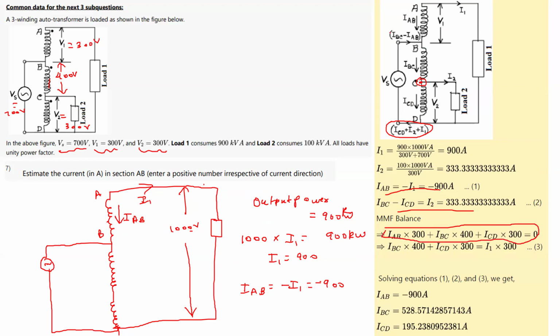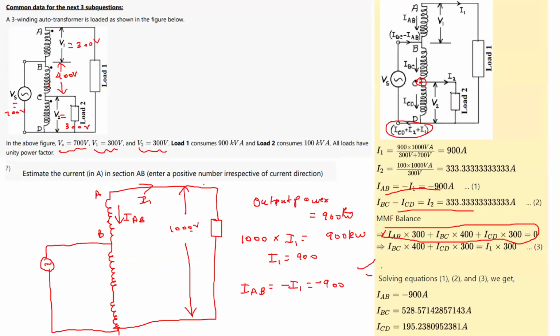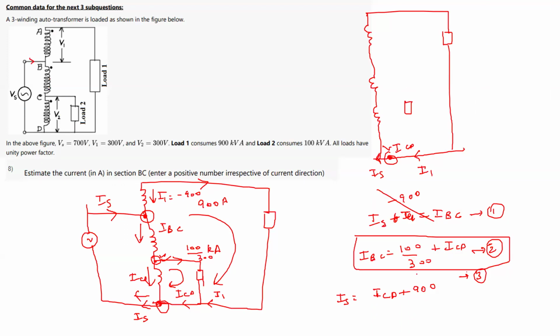In this way, your IS will not come into the picture. I have taken something as IS, so you do not need to use the IS also. You can directly use the MMF balance. You will get another expression in IBC and ICD. So you will have two equations and two unknowns, which is much simpler to solve. I think this is an easier way. Here you have to solve only two equations for two unknowns. Here you have to solve three equations, which is a bit more tricky.